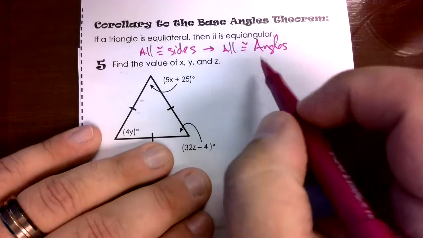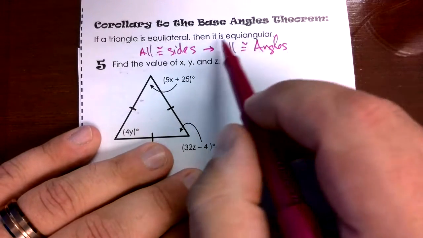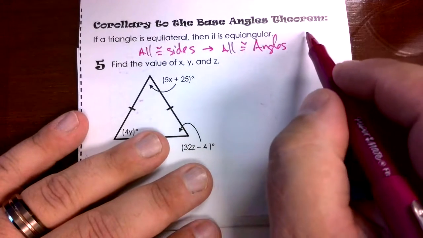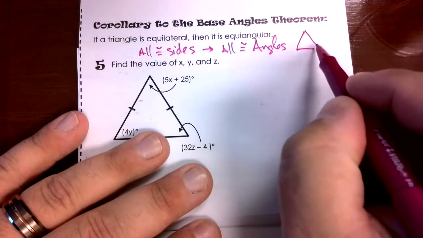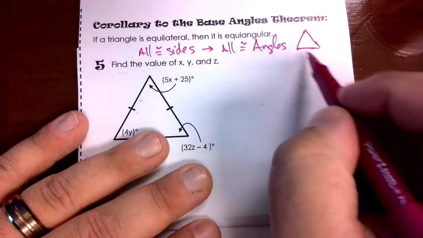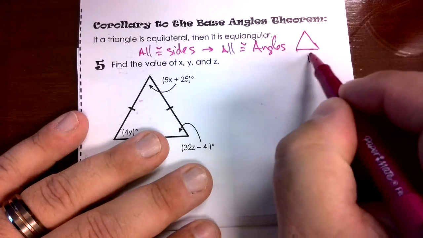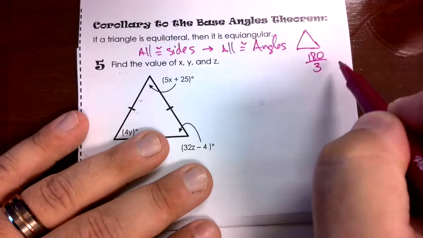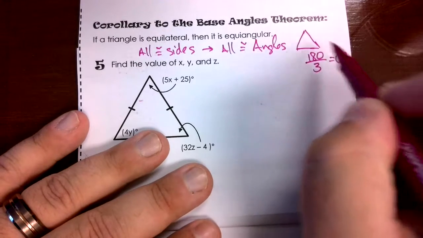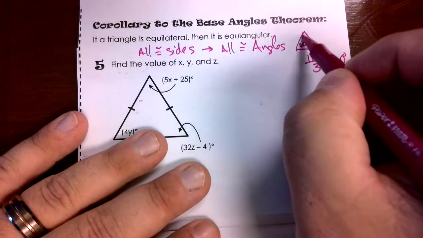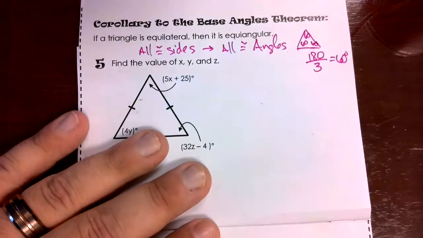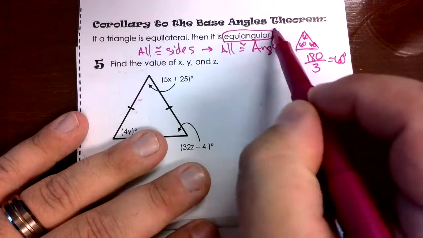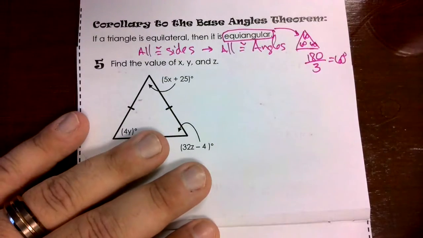Now, what makes this a little bit easier then, and we talked about it the other day in some of our other notes, triangles have three angles. They all add up to 180. So I know the sum is 180. I know that there are three of those angles. So if I divide them, that is 60. So all of these are 60 degrees. In an equiangular triangle, they're all 60.